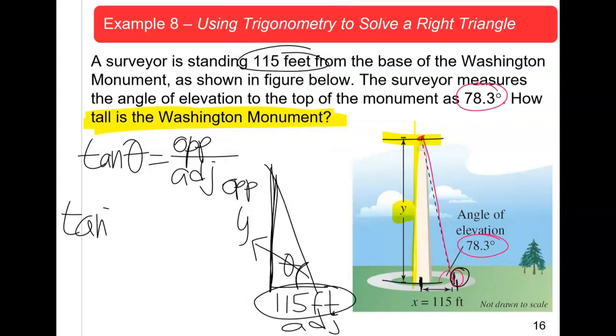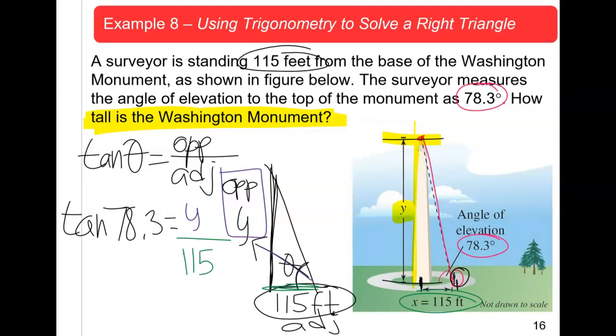So the angle is 78.3, and for opposite, we are going to use the letter Y, remember? And for adjacent, we're going to use the measurement given to us, which is 115. Now, if I wanted to solve for Y over here, I need to get rid of this 115, which is dividing the Y. So if I move that number across the equal sign, it will be doing the inverse operation. And the inverse of dividing is multiplication.